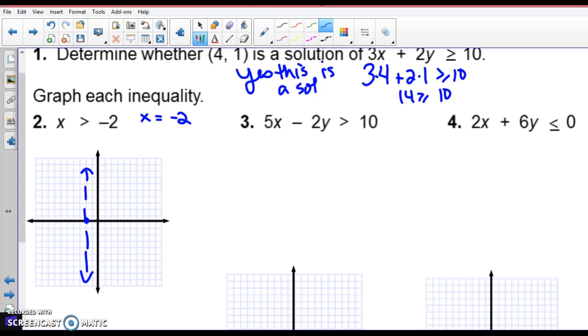Now, this one, you really don't need to test, because where is x greater than -2? This way. Of course, if I put in 0, 0, is 0 greater than -2?